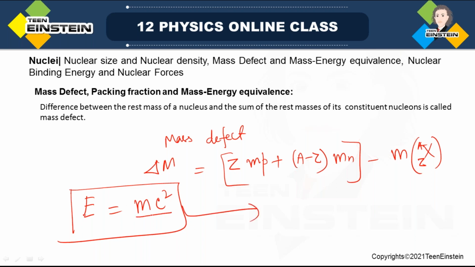So what does this mean? This means energy and mass have direct correspondence. If m amount of mass is destroyed, or disappears, then m into c square equivalent energy will be released, or manifested. So this is what the mass energy equivalence equation says.